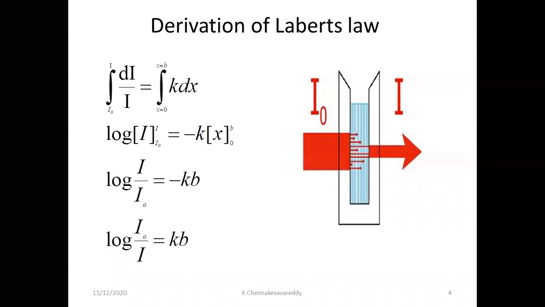Now, to remove this negative sign, we multiply both sides by a negative sign. So instead of minus log I by I naught, we write log I naught by I. Log I naught by I equals absorbance. Absorbance equals K into b, where K is a constant and b is the thickness. Log I by I naught equals transmittance. One by transmittance equals absorbance, or one by absorbance equals transmittance. This is the simple representation of Lambert's law: A equals K into b.